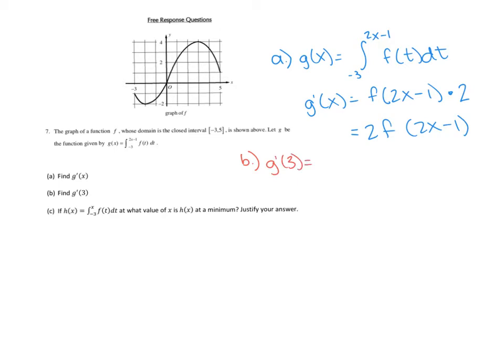And we can do this. We can plug 3 in for x, so 2 times f of 2 times 3 minus 1. So I'm going to have 2 times f of 5. If we look at the graph of f, f of 5 is the point 5, 1. So we're just going to get 2.